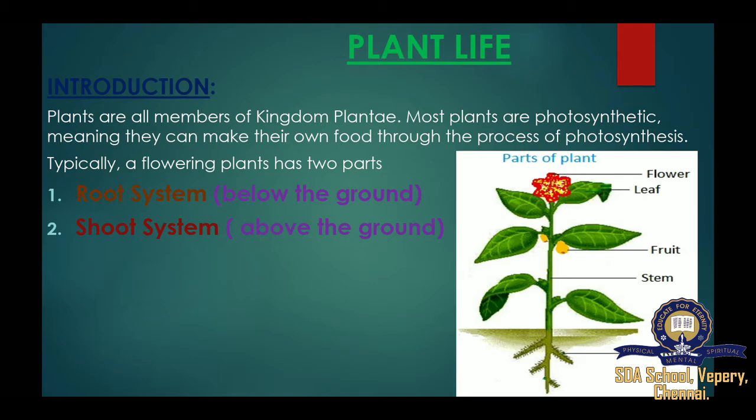Plants are all members of the kingdom Plantae. Most plants are photosynthetic, meaning they can make their own food through the process of photosynthesis. They are eukaryotic, made up of complex cells with many organelles, and their cells have a rigid cell wall that gives them structure. There are hundreds of thousands of different plant species in the world.